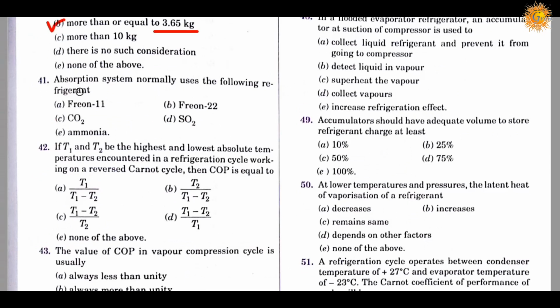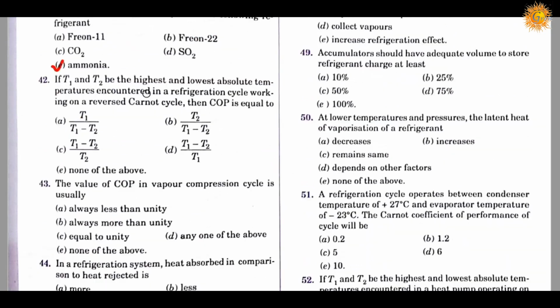Question 41. Absorption systems normally use the following refrigerant. Option A, Freon 11. Option B, Freon 22. Option C, CO2. Option D, SO2. And option E is ammonia. So the correct answer is E, ammonia, because the refrigerant normally used in absorption systems is ammonia.